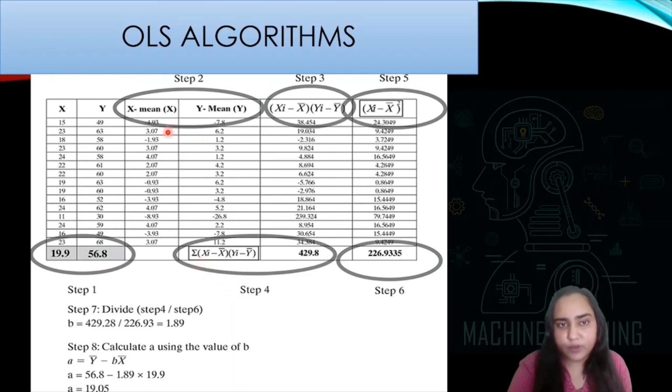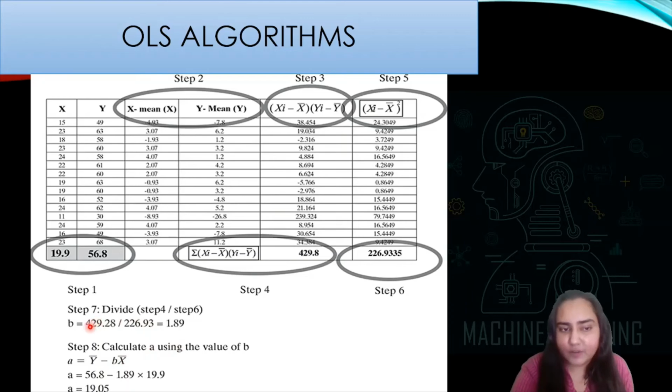So step 4 is nothing but taking the total of these values. So we have taken the total of all these multiplication values, which comes to 429.8. And step 6 is taking the total of all these values, which is 226.9335.